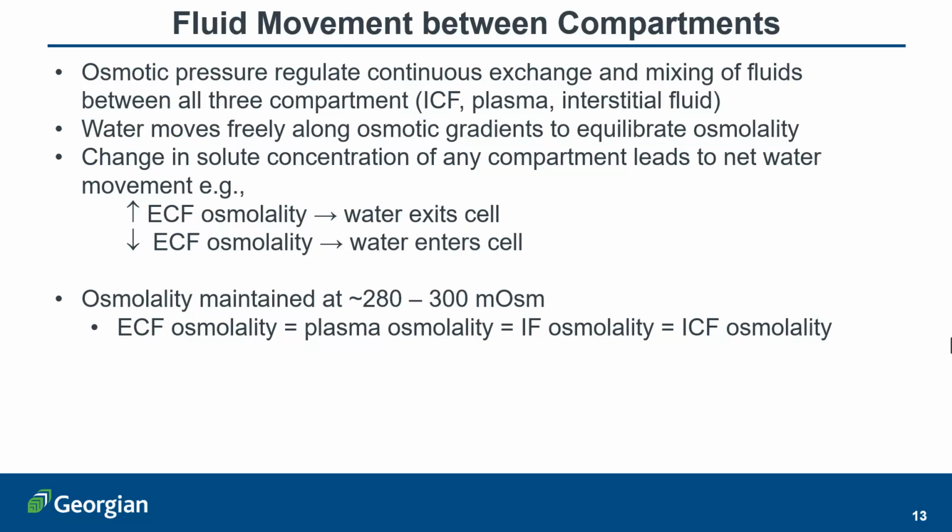We've seen all this in A&P1, so please do revise it. This is just to refresh your memory. In terms of the actual numerical values, the osmolality is maintained at approximately 280 to 300 milliosmoles. That's the unit that's used. At equilibrium, ECF osmolality has to equal plasma osmolality, which has to equal interstitial fluid osmolality, which has to equal the osmolality of the intracellular fluid. Everything goes to equilibrium.